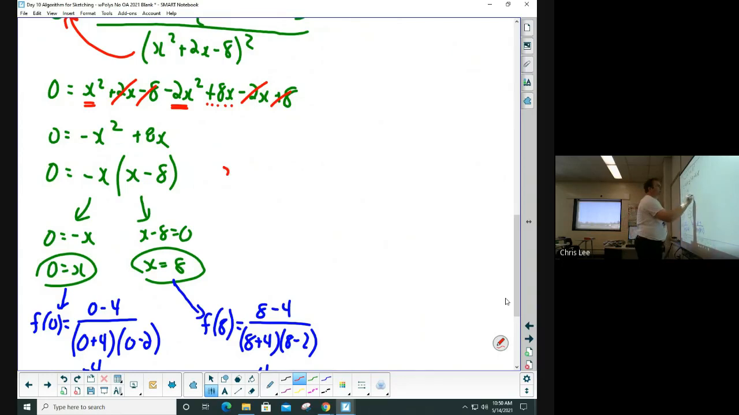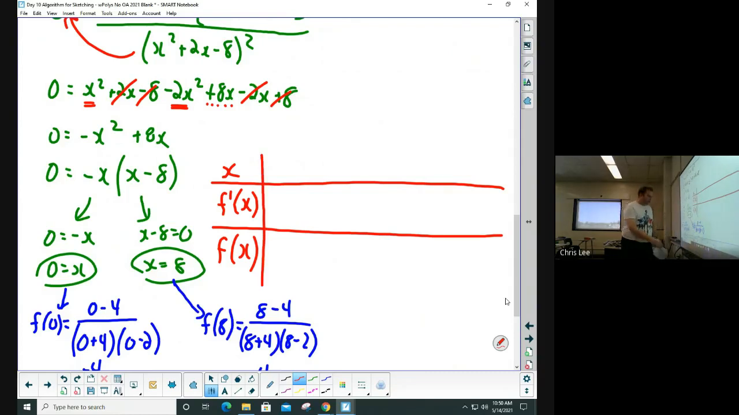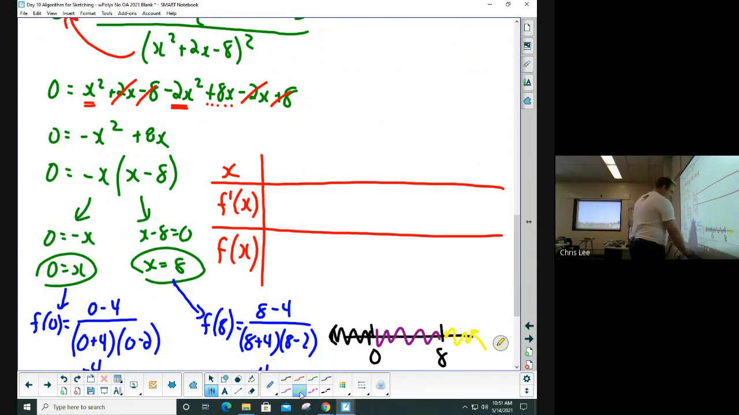So remember, we're looking at the intervals. What does the derivative do? And therefore, what does the original do? Remember that my critical points, if I imagine the number line, one of the critical points is 0, one of them is 8. I want to know before, I want to know middle, and I want to know after. Is anyone interested in telling me the intervals that I write on the top of my chart?